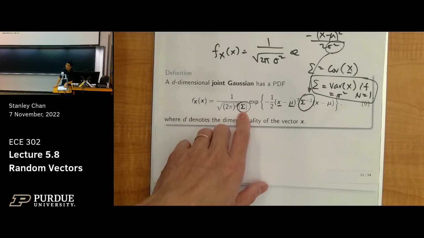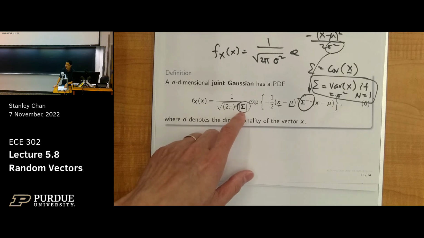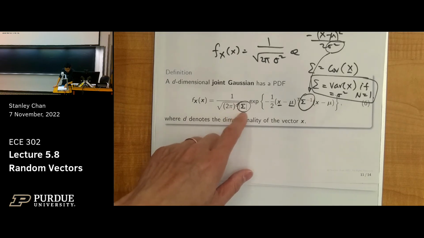And then you have this sigma determinant. So the determinant is the matrix determinant. We don't have to know how to calculate that. Nowadays in Python, MATLAB, just type determinant. You can calculate the determinant. It's not a linear algebra course, so I'm not going to test you how to do this. But there's a term you can calculate.